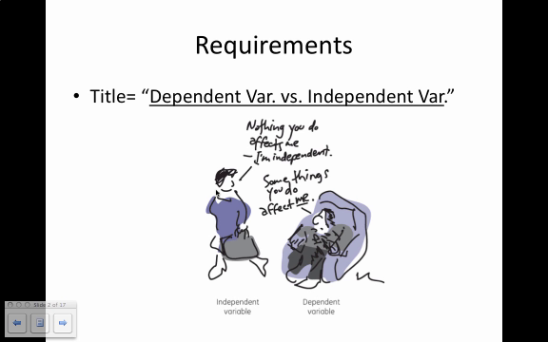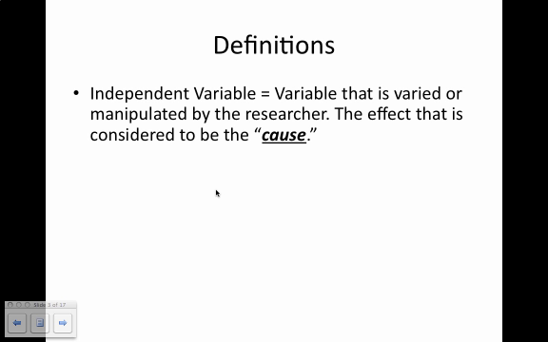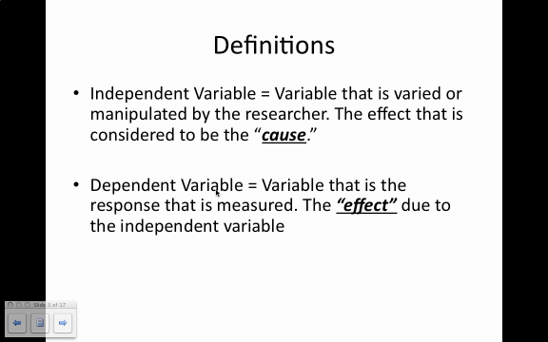The format of the title is dependent variable versus independent variable. If you don't know what an independent or dependent variable is, write down these definitions. An independent variable is a variable that is varied or manipulated by the researcher, the effect that is considered to be the cause. So the independent variable is what is doing the changing. A dependent variable is a variable that is the response that is measured. It's like the effect due to the independent variable.